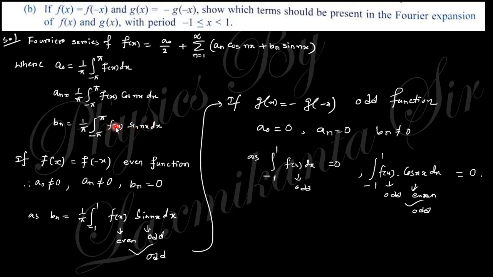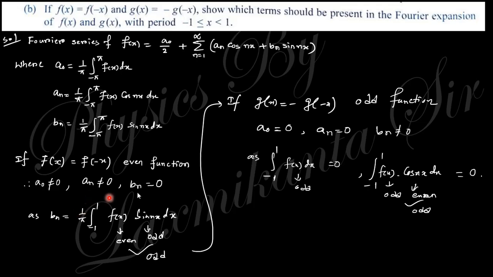Since f of x is an even function and sine of x is an odd function within this interval minus a to plus a, the product is also an odd function, and for an odd function the integral gives you the 0 value. For the odd function, if g of x is odd, then what happens? This bn is 0 for the even case.